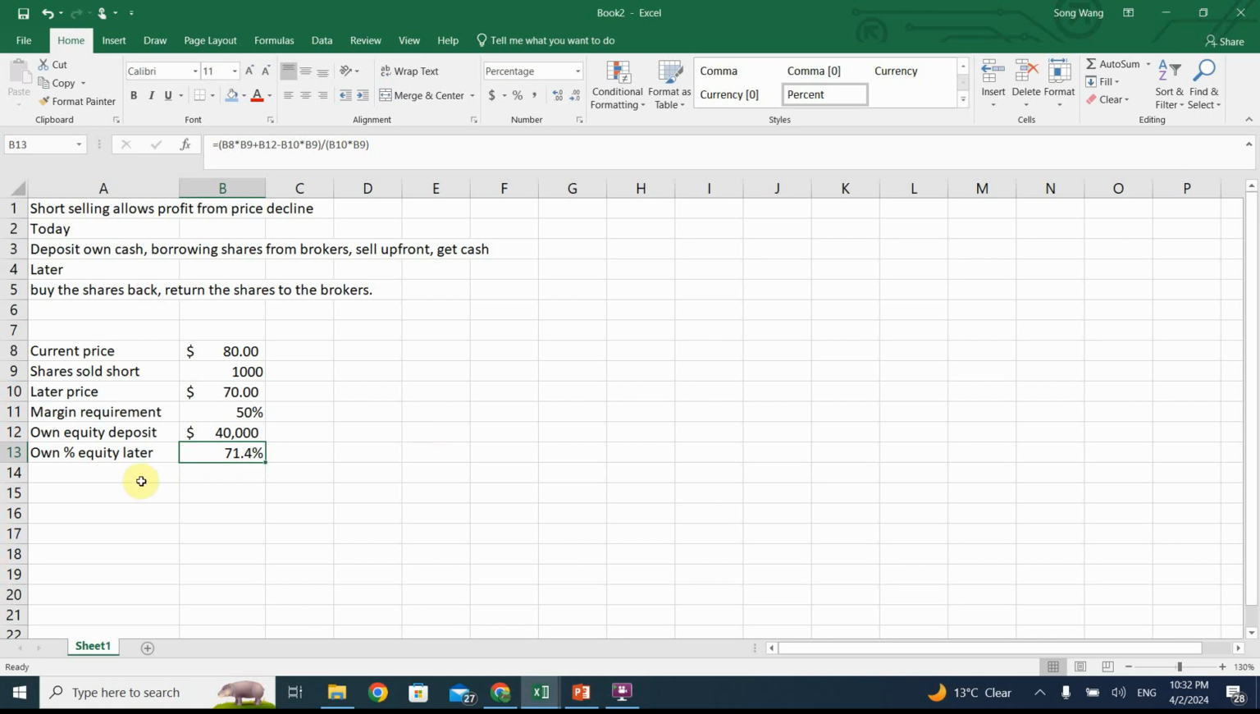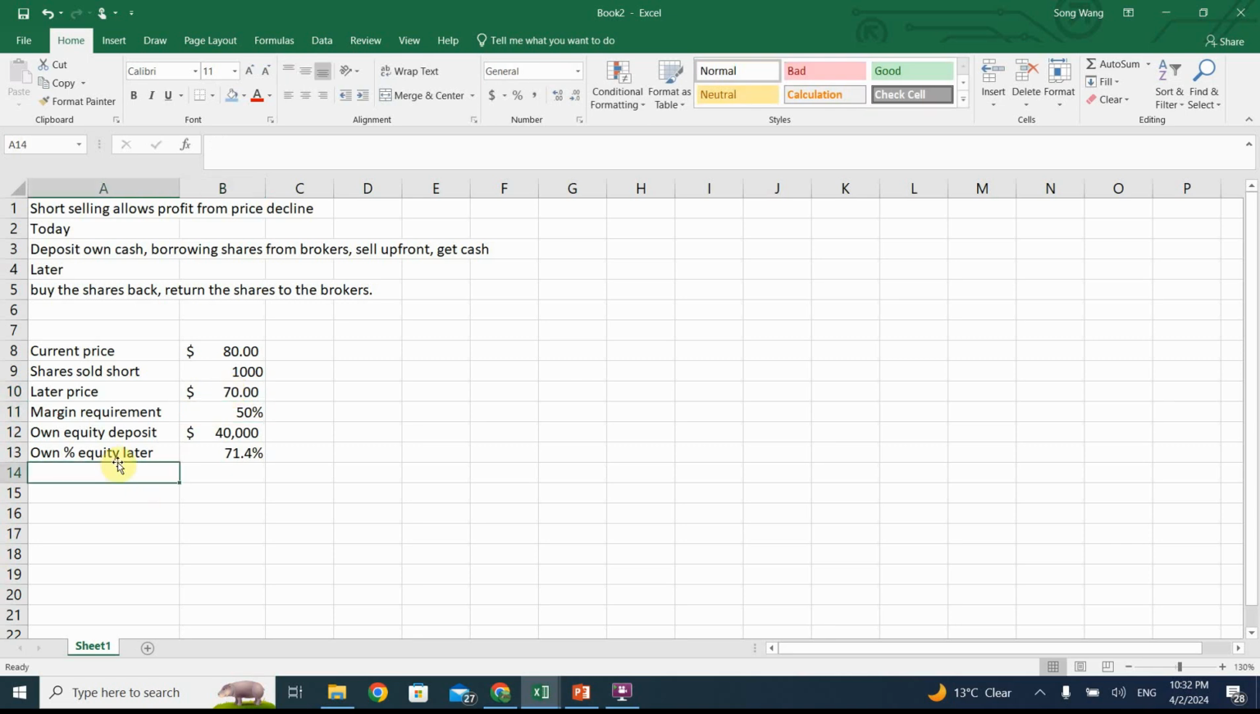All right, so what happens if the stock price increases? Let's say the later price increased from 80 to 100. Then you can see that your own equity drops from 50%, the original requirement, down to 20%. Do you borrow money in this case? No, you borrow shares.